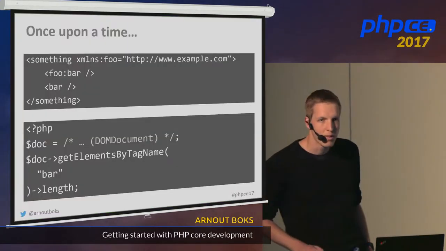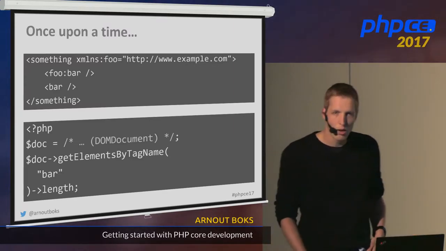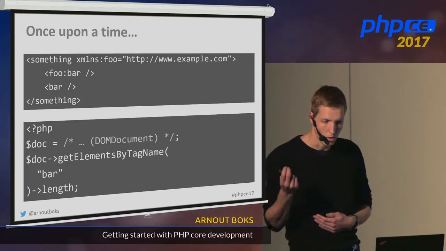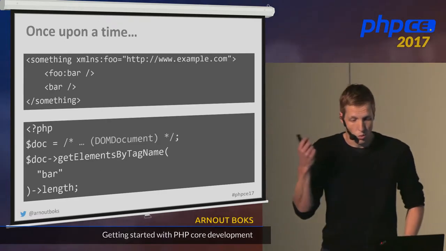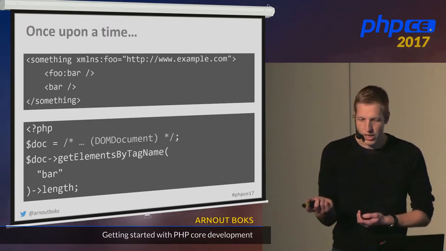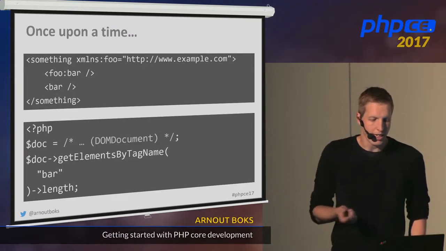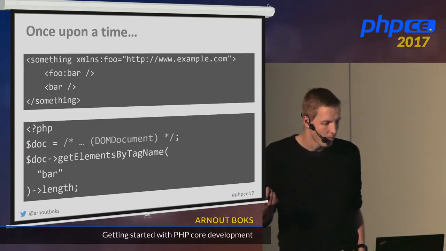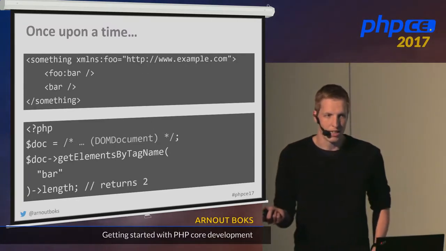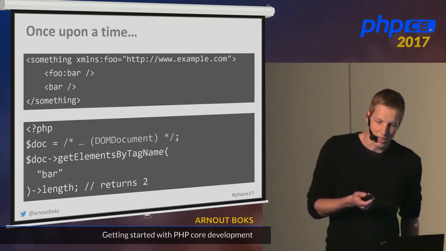So once upon a time, I was processing some XML data, something like this. An XML document where we have two bar elements, one in a namespace and one without a namespace. And I was processing this XML with PHP DOMDocument. And if on such a document we would call the getElementsByTagName function with bar, then we would get a DOMNodeList of length 2 back, right?